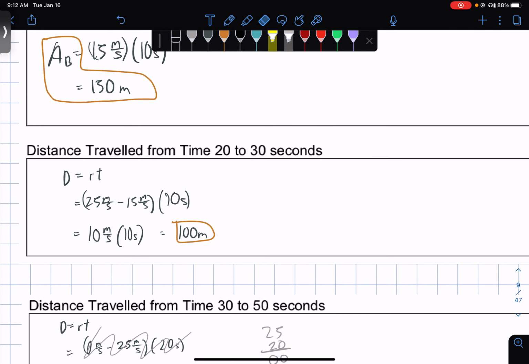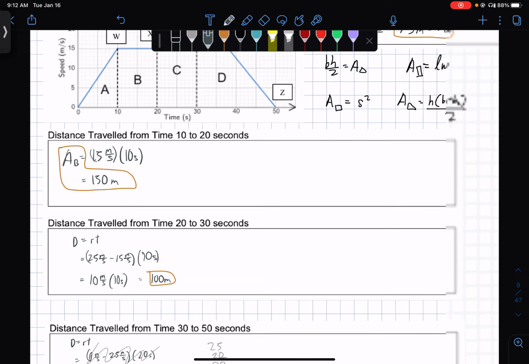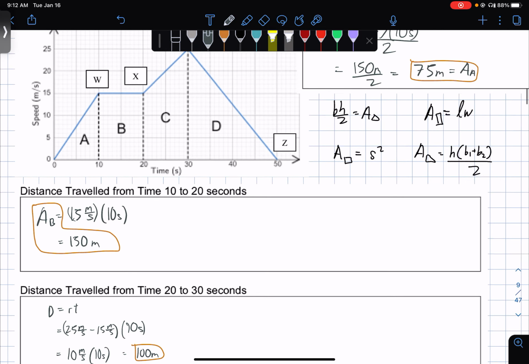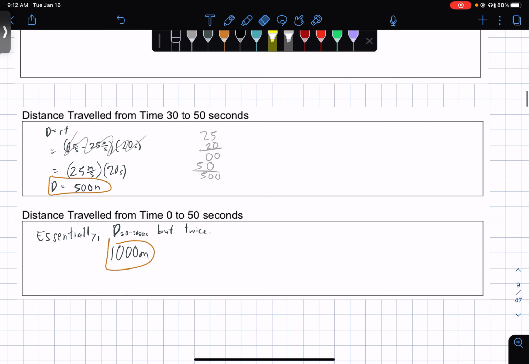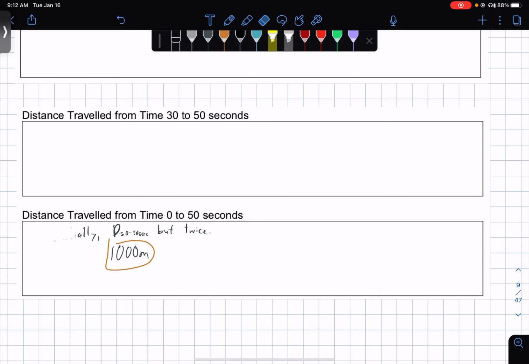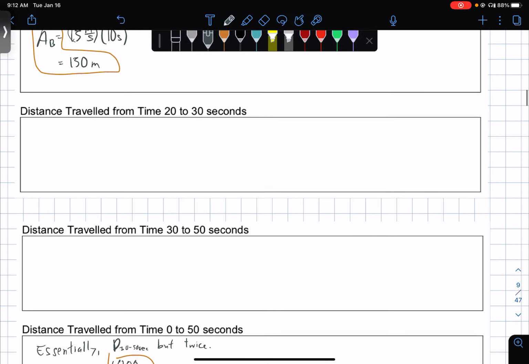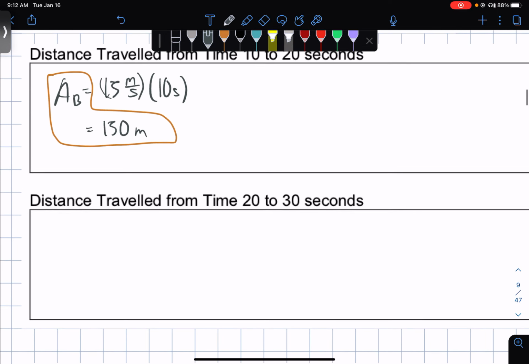So, distance traveled from time 20 to 30 seconds. The rate, well, let's just remove this. It's a wrong solution. So it's these guys. I'll just keep that last question for now.